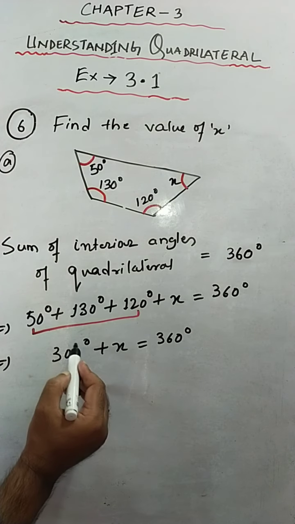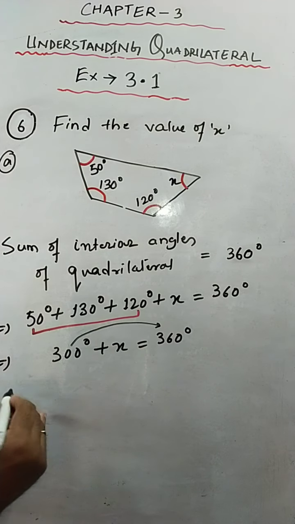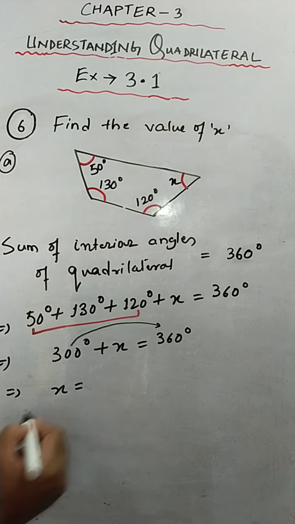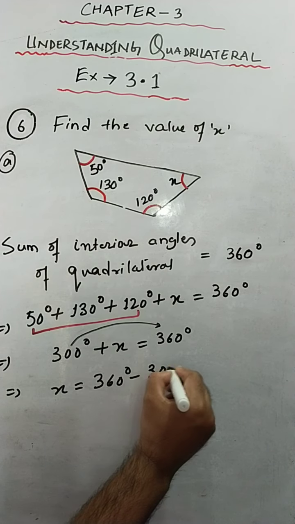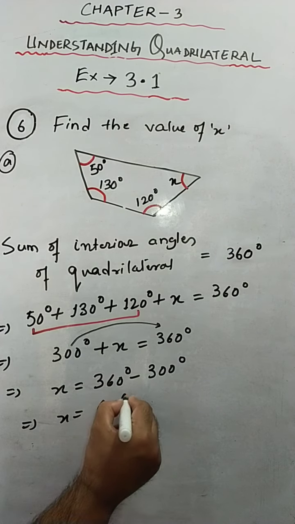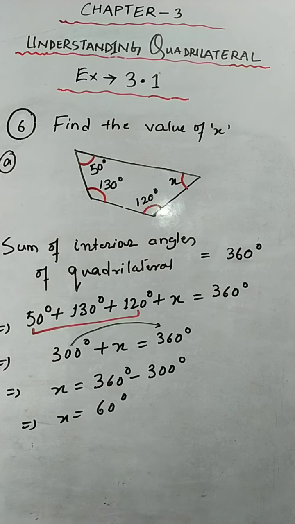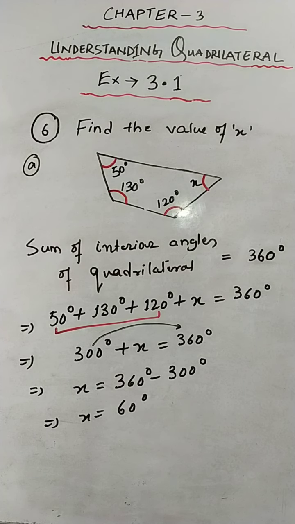Now what we have to do is transpose this 300 degree towards the right hand side. So that means x equals 360 degree minus 300 degree. So finally we get the answer as 60 degree. Right? So this is the solution of sum number A of question number 6. I hope everyone has understood this question.